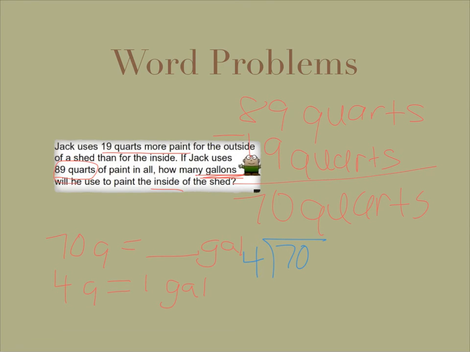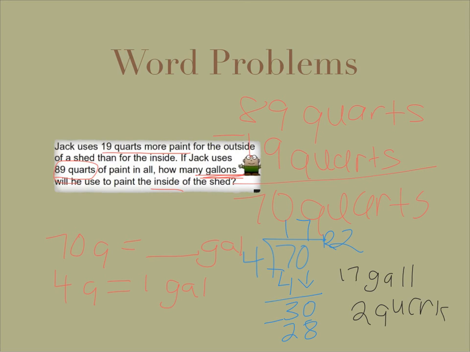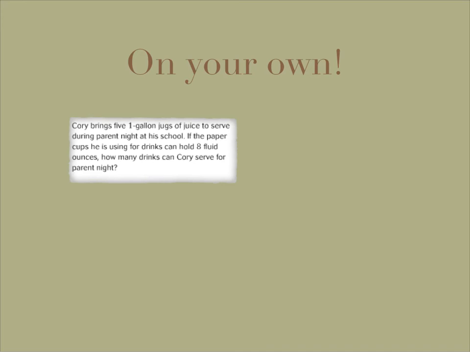Okay, so now I say to myself, 4 can go into 7 one time. 1 times 4 is 4. Subtract and I get a 3. Bring down the 0. 4 can go into 37 times. 4 times 7 is 28. I subtract and I get a remainder of 2. So that means that Jack is going to need 17 gallons and 2 quarts. All right, go ahead and pause the video and you can do this one on your own.